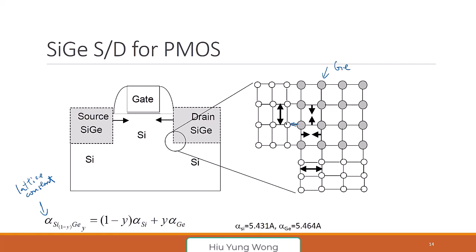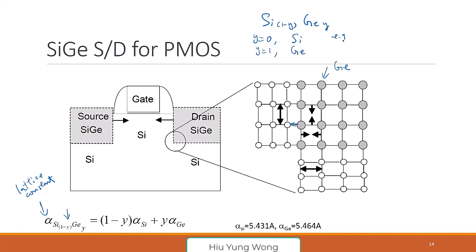But we don't put purely germanium because of the fabrication issues and also other heterostructure issues, right? Usually we put a certain percentage. So for example, here we say silicon 1 minus Y, germanium Y. What does it mean? The number Y can be 0. When it is 0, then it becomes pure silicon. When Y equals 1, it becomes pure germanium. Okay?